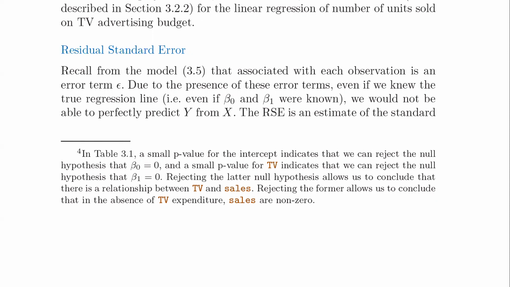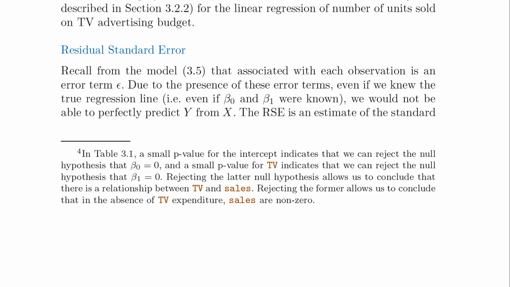Now, we've really been focusing on the second one, right? Is beta 1 equal to 0? Reading on, rejecting the latter null hypothesis allows us to conclude that there is a relationship between TV and sales. Rejecting the former allows us to conclude that in the absence of TV expenditure, sales are non-zero.